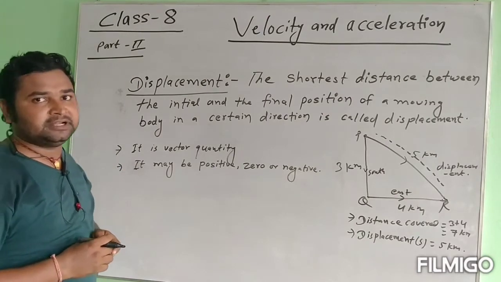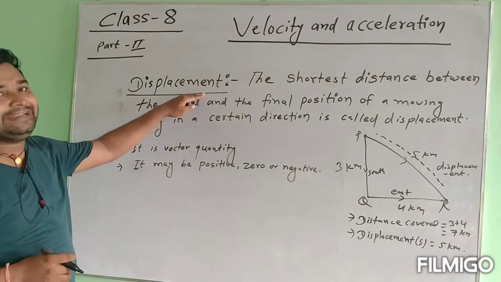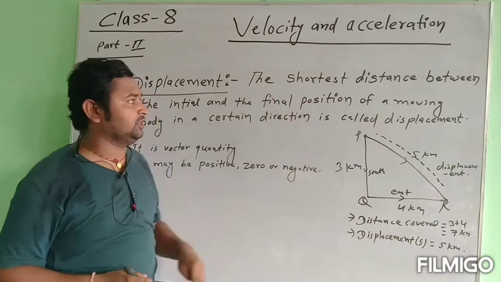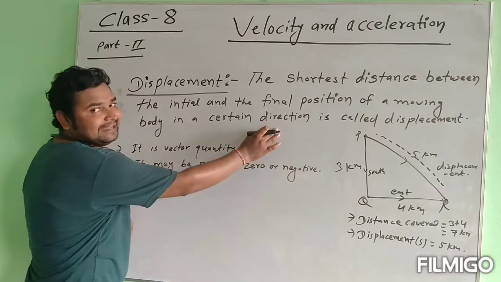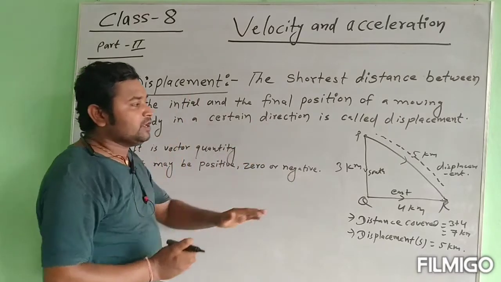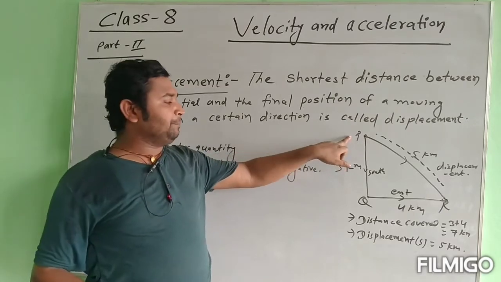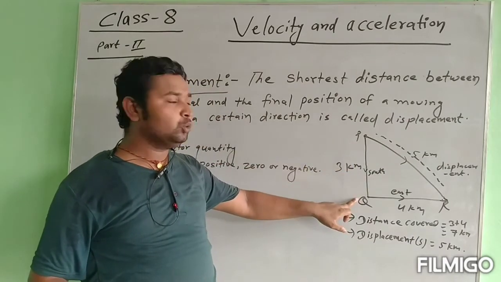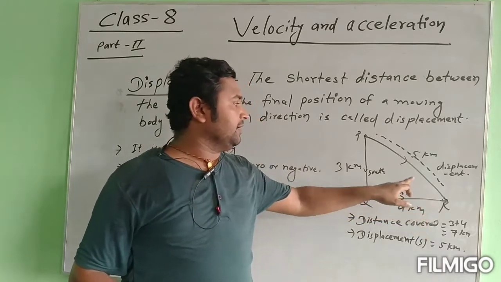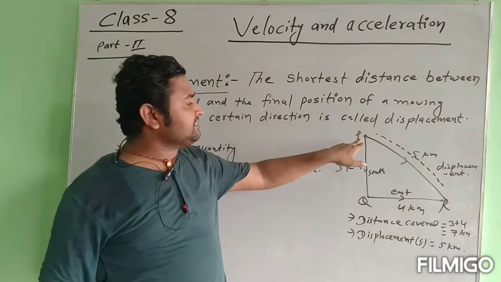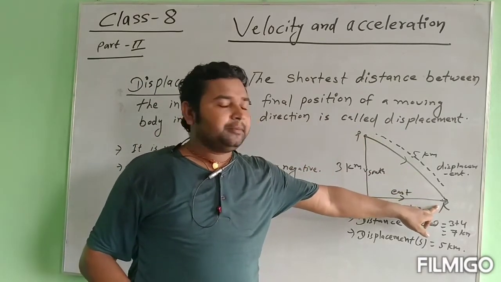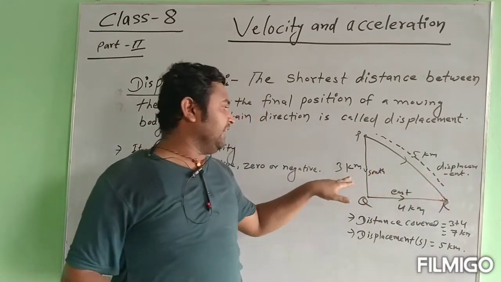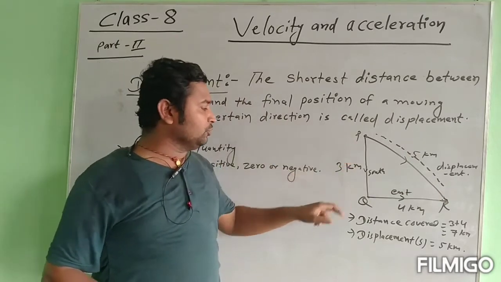Okay, now after the distance, the displacement. What is displacement? It means the shortest distance between the initial and the final position of a moving body in a certain direction. That is called displacement. You have seen the picture here. In this, P, Q, R. Suppose a body is moving from P to Q and Q to R. This is the initial position and this is the final position. The distance between the initial position and the final position is called displacement.